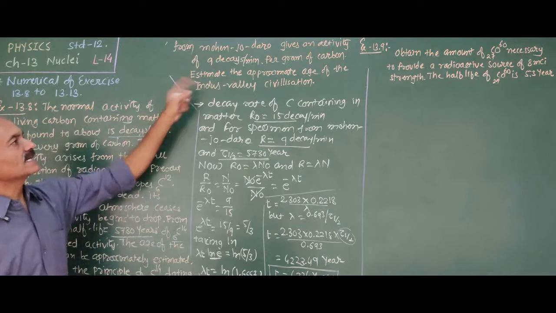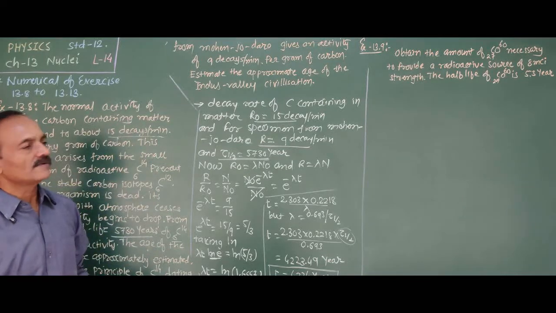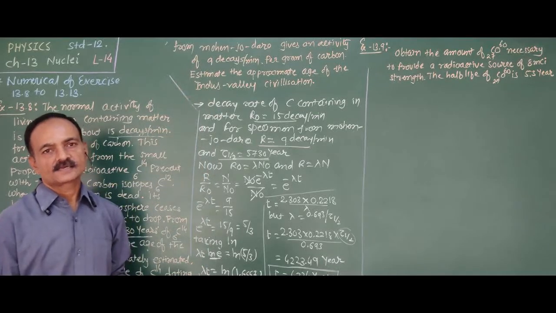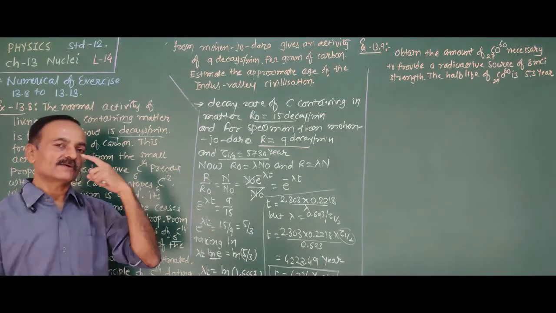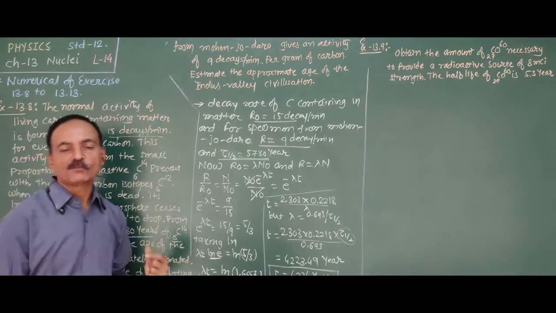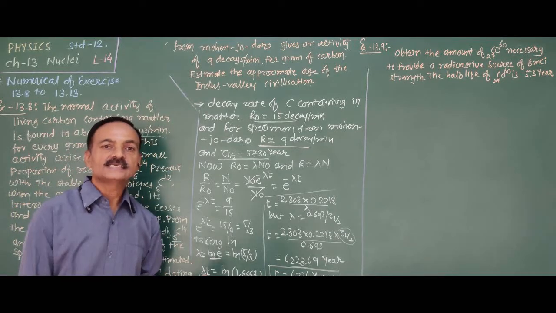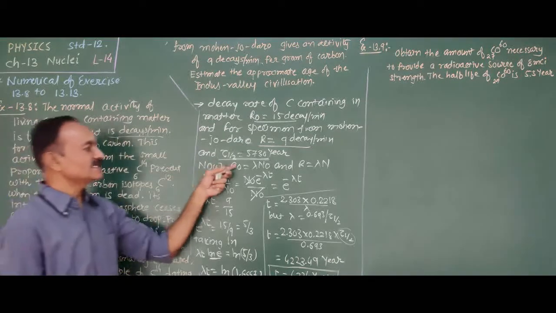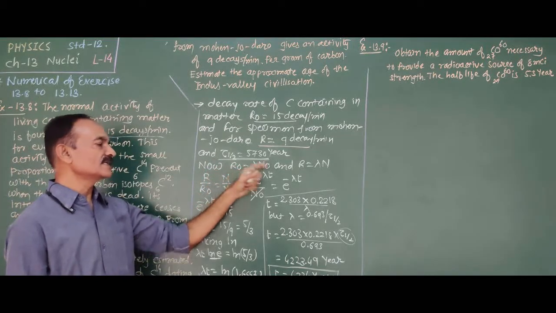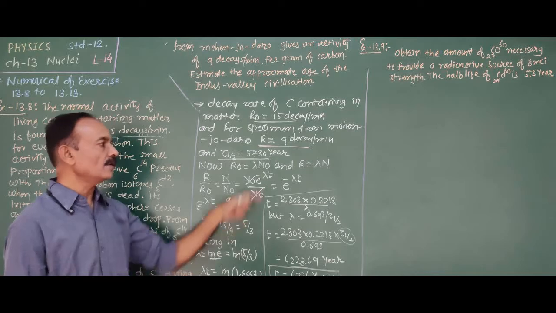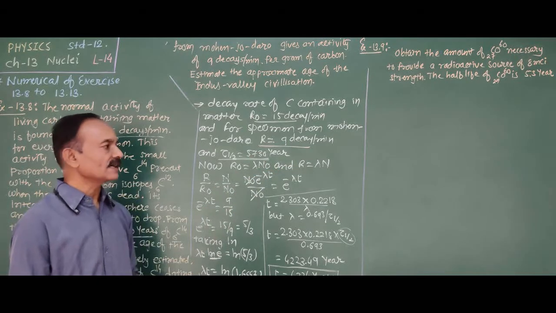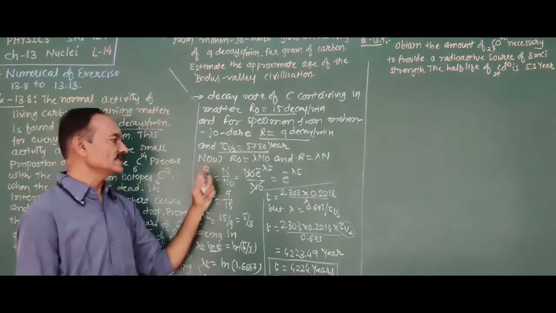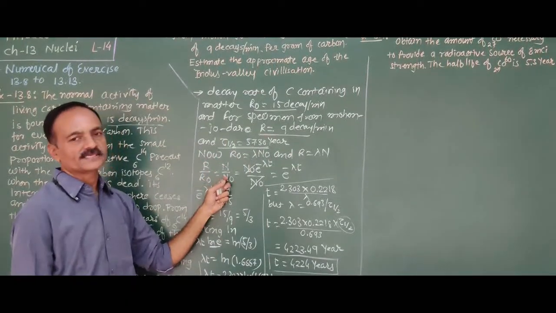Okay. Estimate the approximate age of the Indus Valley civilization. That means we have to find out how old the specimen from Mohenjo-daro is. For that purpose, we know that the initial activity R0 is equal to lambda N0, and the activity at present R is equal to lambda N. Taking the ratio of R to R0, we obtain N upon N0.